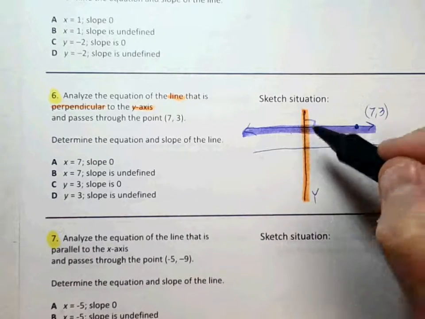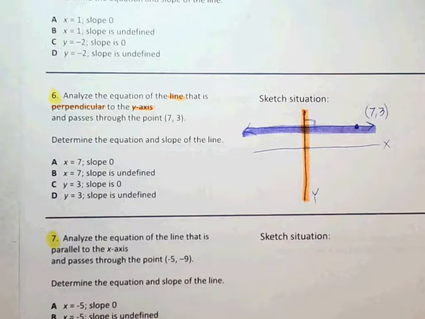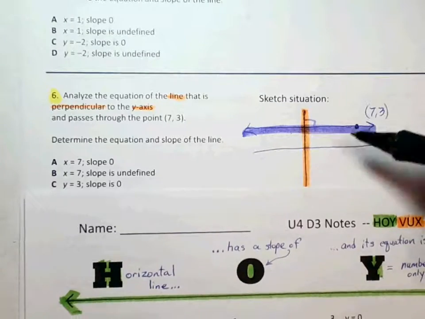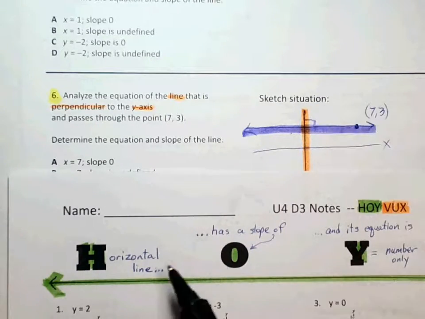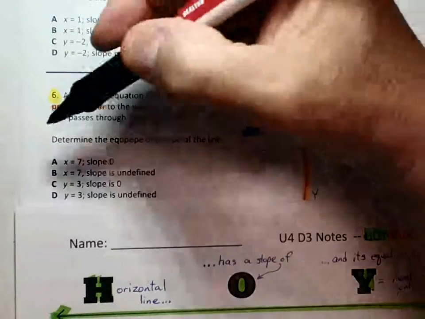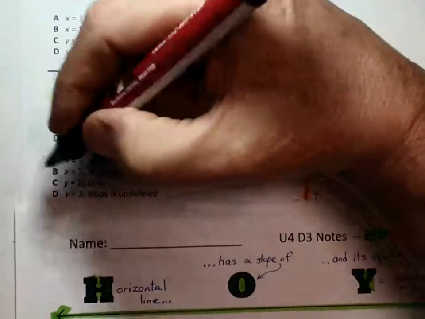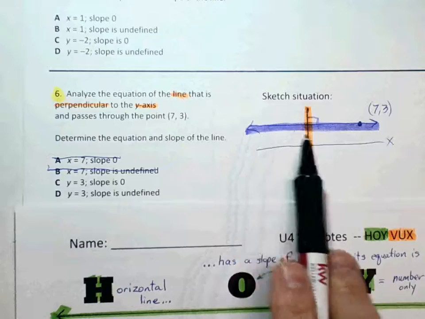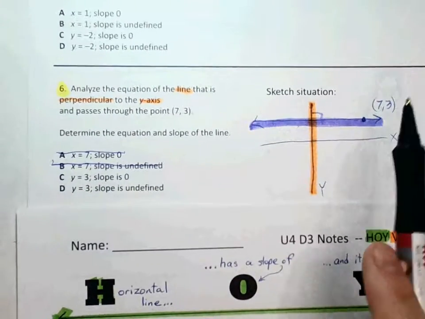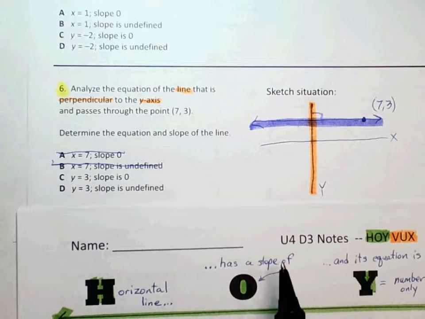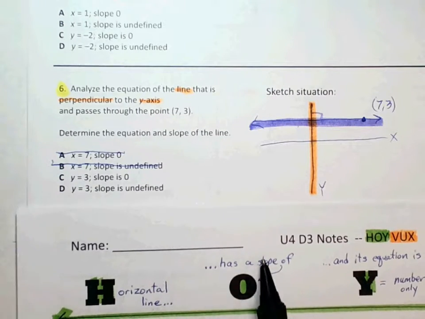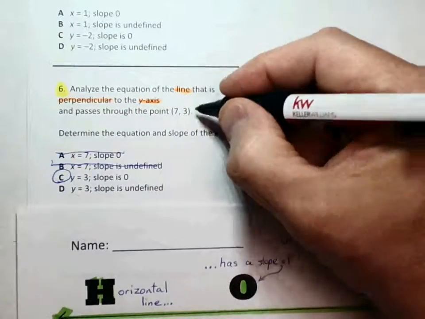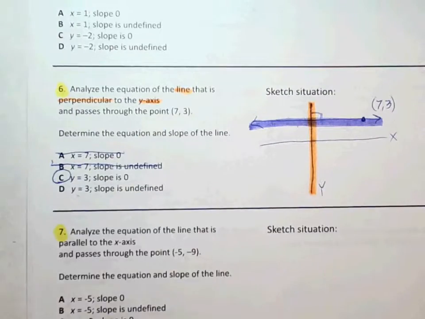So I want this purple line. Is that horizontal or vertical? Should I be thinking HOY or VUX? The purple is horizontal to the y-axis. So I'm going to do HOY. I should pick something that has a y in it. So I'm going to get rid of B and A. And so the question is, what kind of slope does a horizontal line have? Think HOY. Horizontal lines have a slope of 0. So I'm going to pick C. And I can verify that the y value is a 3. Okay? One more.